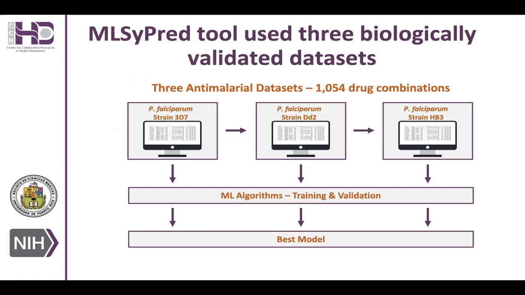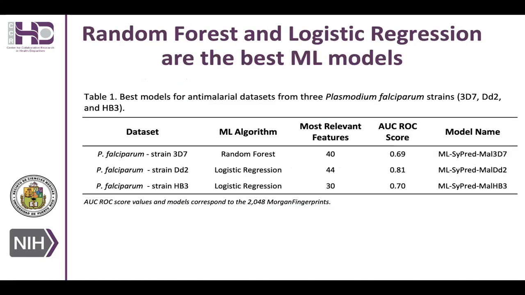The antimalarial datasets used were previously published, and the antimalarial drug combinations were biologically validated. The datasets were tested for 3 Plasmodium falciparum strains, 3D7, DD2, and HB3. For each dataset, we obtained the best model to predict drug combinations. Here in this table, we summarize the best models selected for each antimalarial dataset. For the 3D7 strain, the best model is random forest. For the DD2 and HB3 strains, the best model is logistic regression.